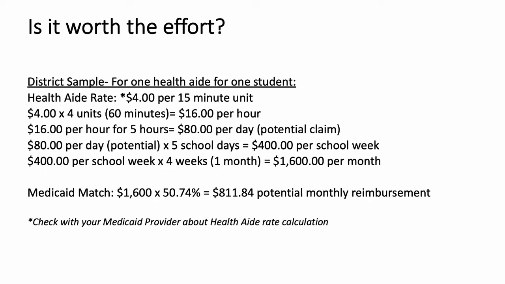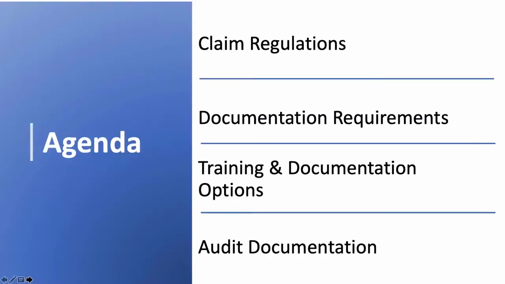So this gives you an idea financially of some of the information connected to Medicaid reimbursement. Moving forward through the presentation, you have a better idea of what the potential could be. With that information, we'll jump in and explore the claim regulations for billing for health aide and special transportation. We're going to look at some documentation requirements and some training and documentation options to help cooperatives and districts brainstorm different ideas about what they can potentially do to set up systems. Then we'll take a look at the audit documentation that's required from this perspective.